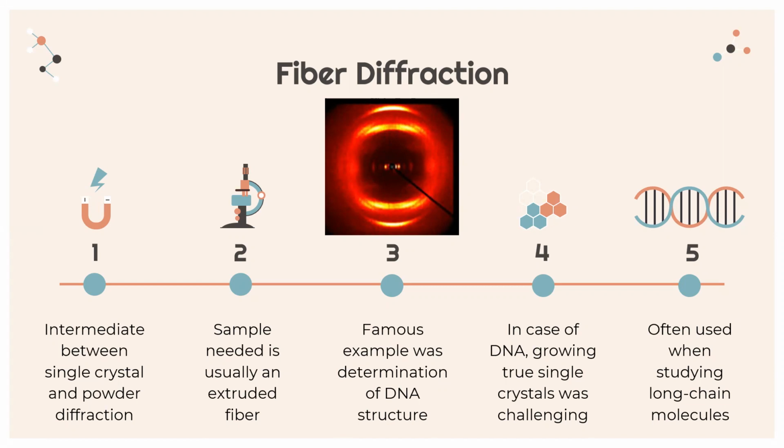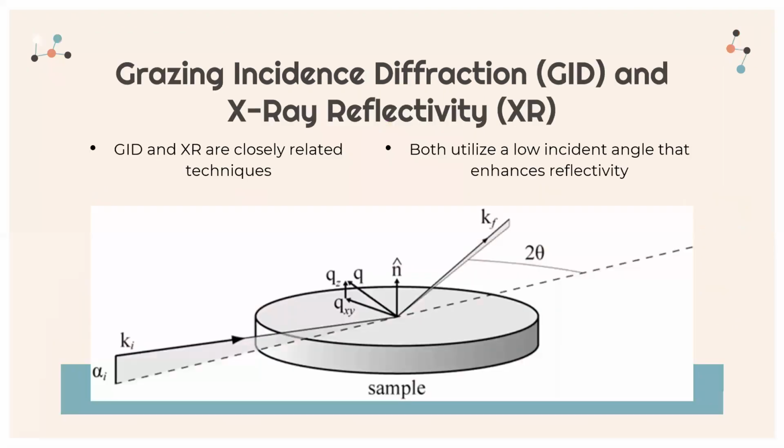This method is often used when studying long-chain molecules such as DNA or columnar structures such as discotic liquid crystals. Next, grazing incidence diffraction, GID, and X-ray reflectivity, XR. Grazing incidence diffraction and X-ray reflectivity are closely related techniques. They utilize the fact that when a beam of X-rays impinges on a surface at a very low incident angle, the reflectivity is greatly enhanced and the beam penetrates only a short distance into the surface, as shown in the picture.